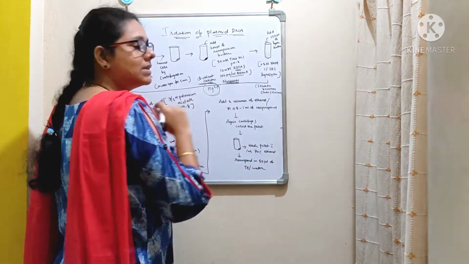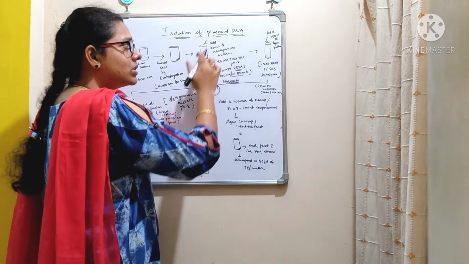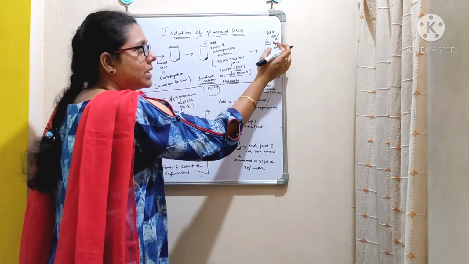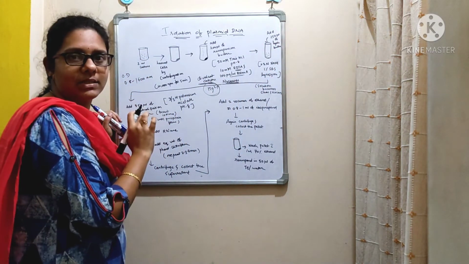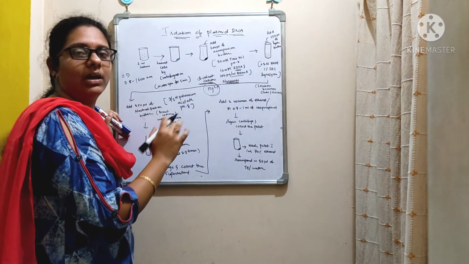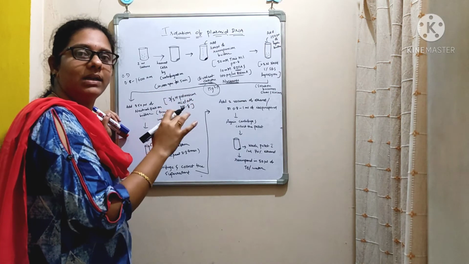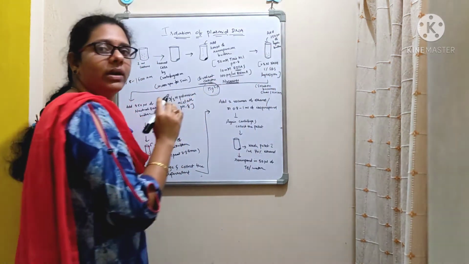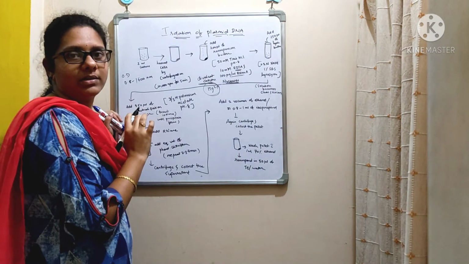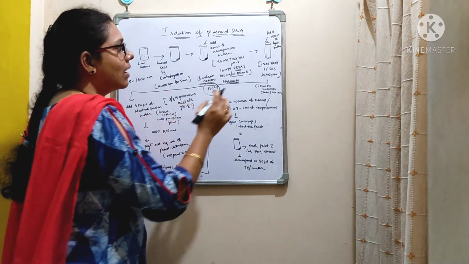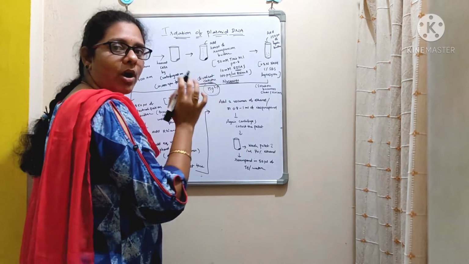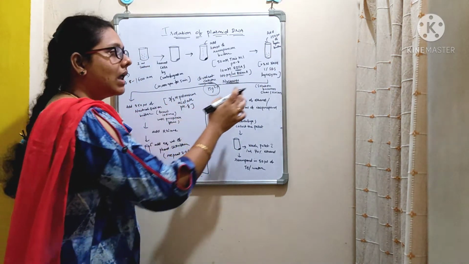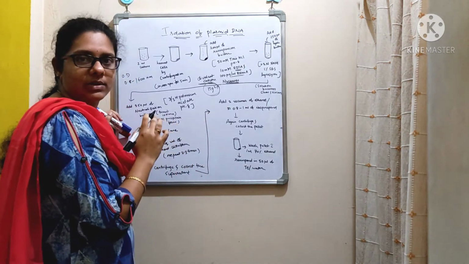And the next step, after the addition of resuspension buffer, is you have to add a lysis buffer. Lysis means breakdown. Here again you are going to break the cell wall and the cell membrane. How much are you going to add? You are going to add 250 microliters of lysis buffer. That is a combination of 0.2 normal NaOH and 1% SDS along with lysozyme.